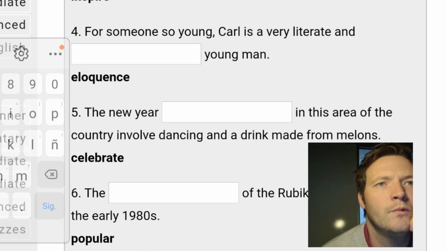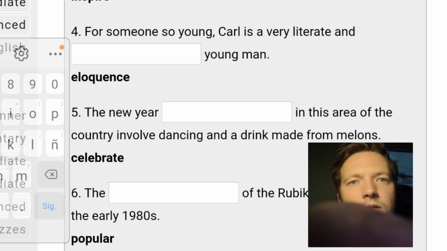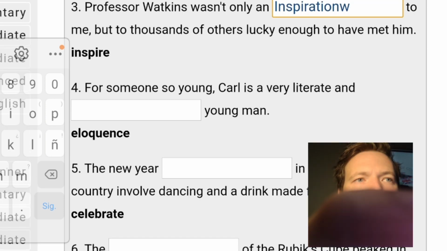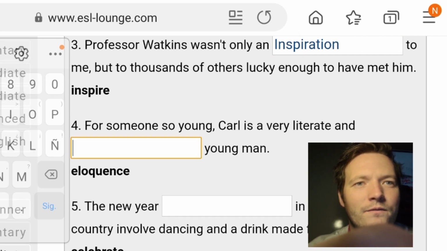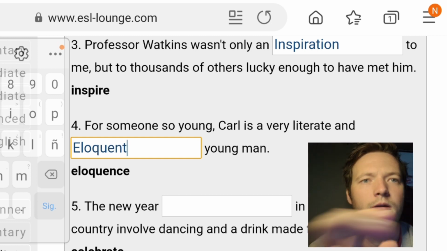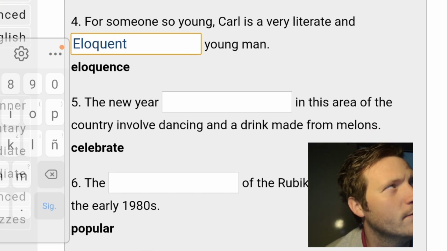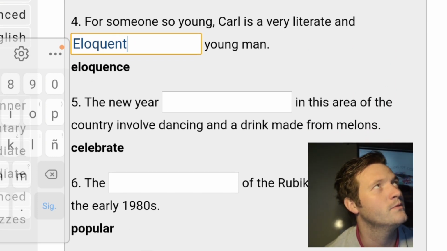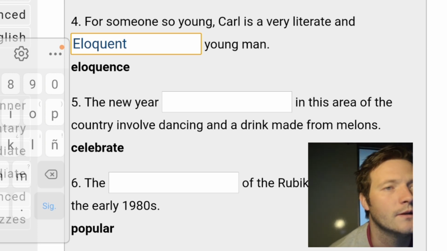Okay. For someone so young, Carl is a very literate and eloquent young man. He uses big words like eloquent. Actually, I always get it wrong. What does eloquent mean? That they use big words, or that they speak well? Something along those lines, isn't it?